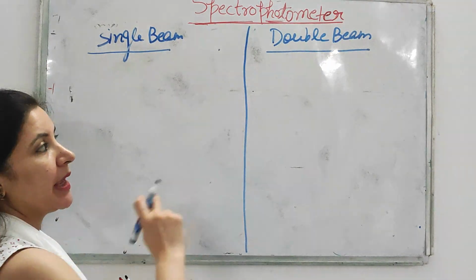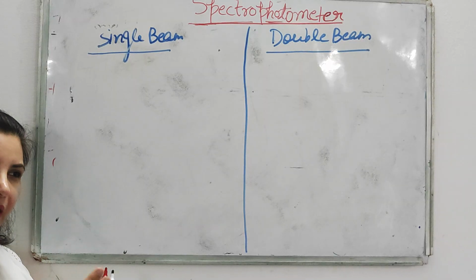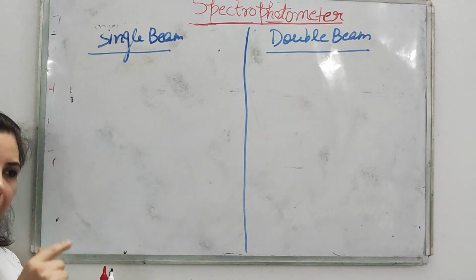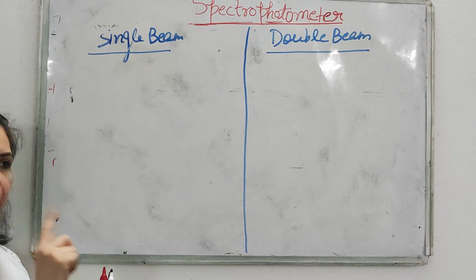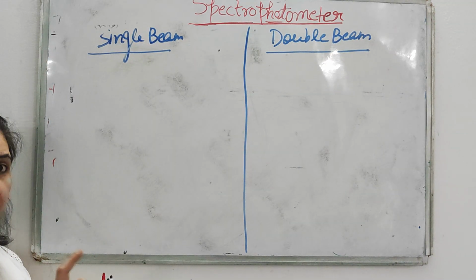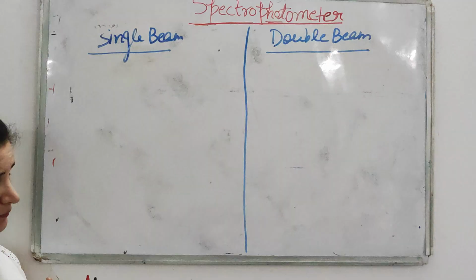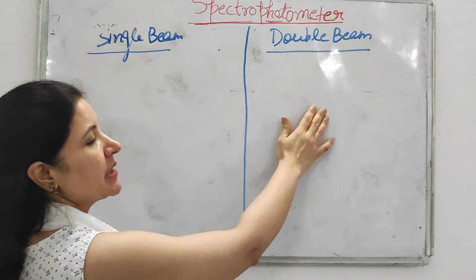But in double beam there are two beams. There are two kinds of slit or diaphragm, and by these two slits or diaphragms two beams pass. One beam is passed through your sample solution, that is your unknown solution, and the other beam of light passes through your blank solution. So this is the difference between single and double beam.